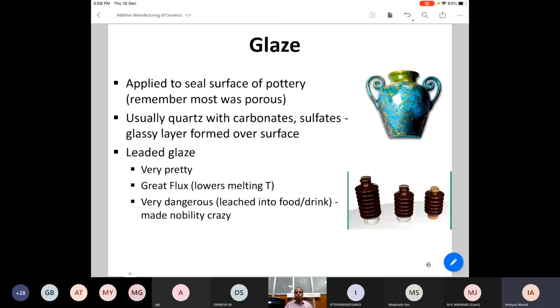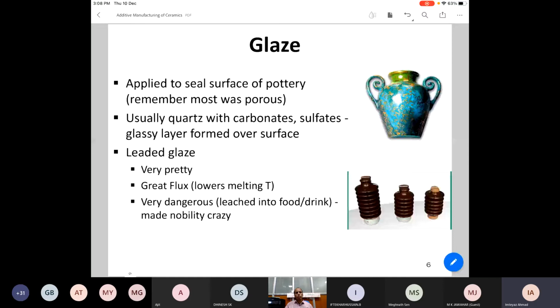These glazes are also very useful, as they make it non-porous. Glazed items are also used in electrical insulation, the traditional insulators that you see near transformers or on electrical poles and stuff like that. They're all glazed. It makes them non-porous, so water cannot go in, and they cannot become conducting. And it also becomes very beautiful.